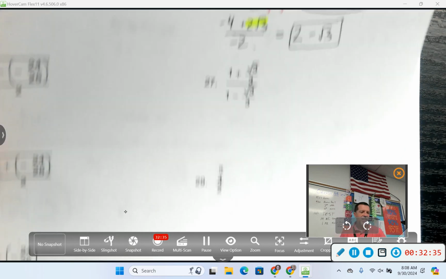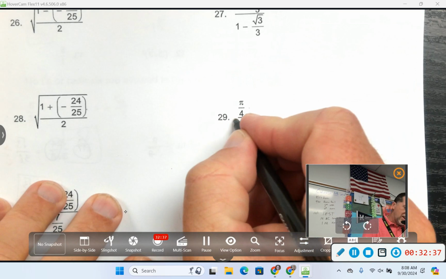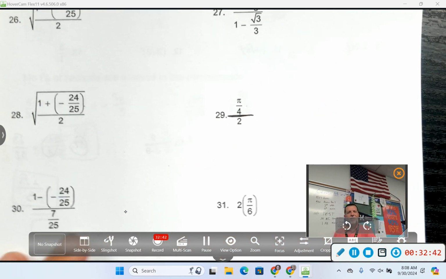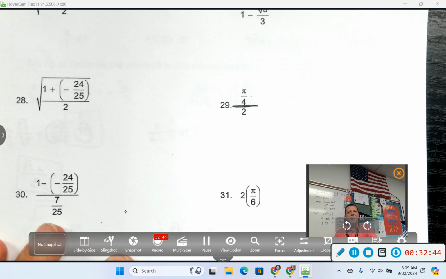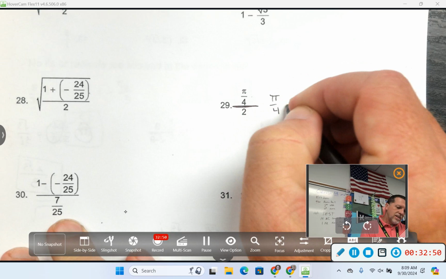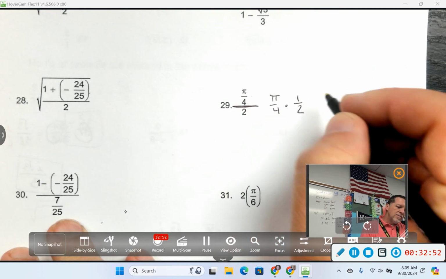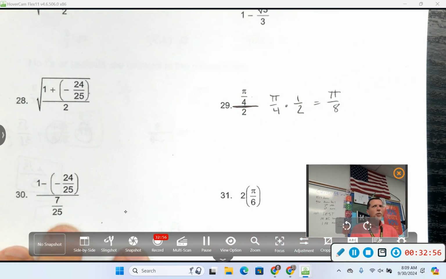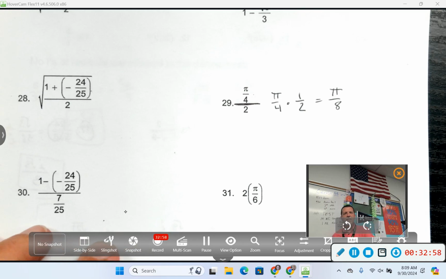How do you type pi? I just need to know that. Pi over 4 divided by 2? Is that just times? It is times 1/2. 5 over 8. So it's pi over 8. Half of a fourth is an eighth. Oh, so that's it? That's it.